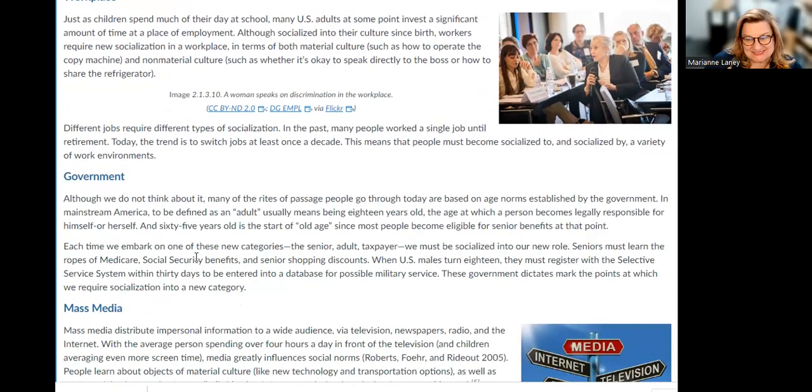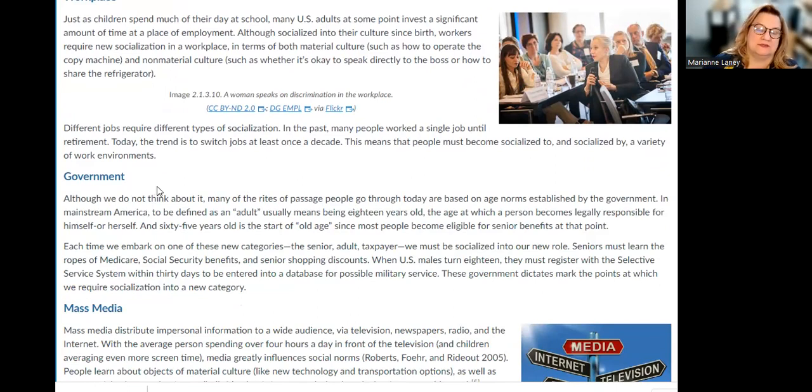Government socializes. When you're 18, you can vote. You can be drafted. You have to do this and that to get your driver's license. The government socializes. There's also a lot of news outlets out there. There's a lot of social media about government and news, and some of them are slanted this way and some of them are slanted that way, but both of those ways can clearly socialize somebody.